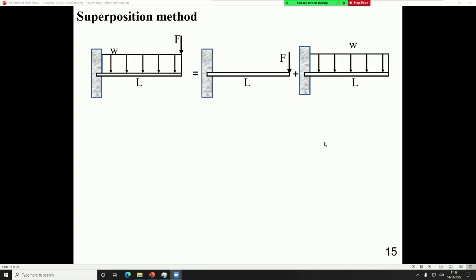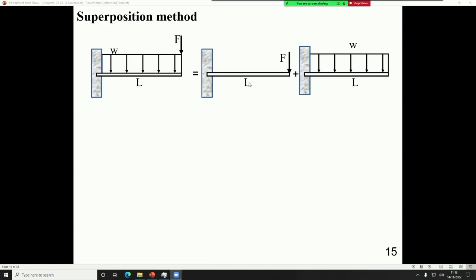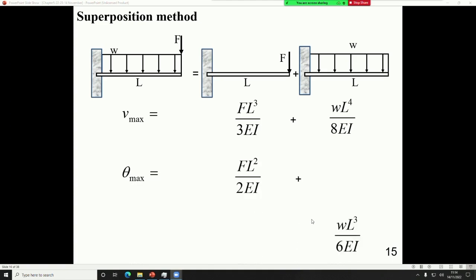Or use the design handbooks in future. Obviously, some of you forget these equations. If you have the design handbooks, all the answers for the deflections and the stresses you can find in them. So for this problem, you just add up the solutions of this case to the other case. If you're after the maximum deflection, you find the deflection of this cantilever beam subject to a shear force, the deflection subject to the distributed load, add them up, and the same for slopes.